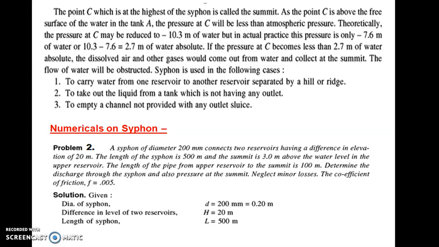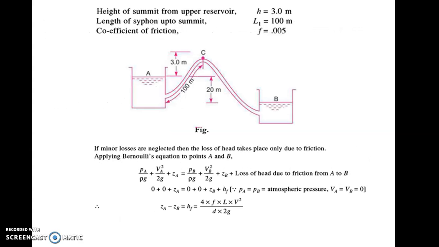The coefficient of friction is 0.005. So here we are going to consider only the major loss. Let us try to solve this. Let us write the given data. Diameter of siphon is 0.2 meter. The difference in level, that is the potential head difference, is given as 20 meter between tank A and B, and the length of the siphon used to connect A and B is 500 meter, near about half a kilometer. Height of summit from the upper reservoir is given as 3 meter.